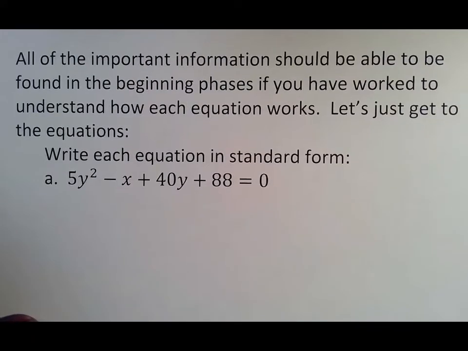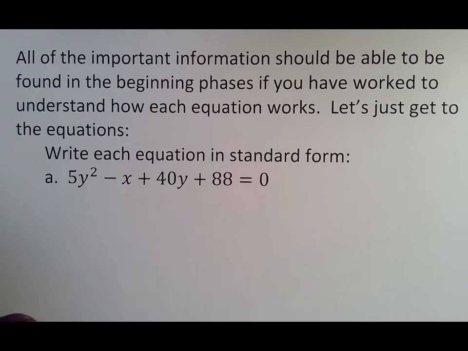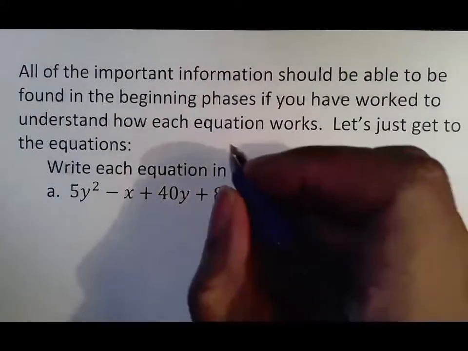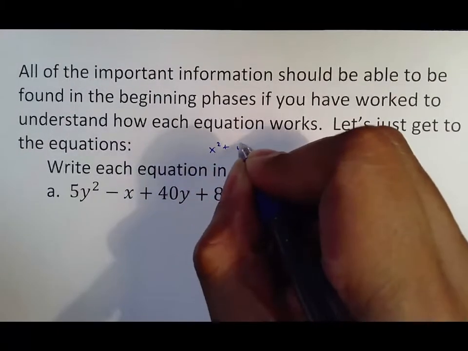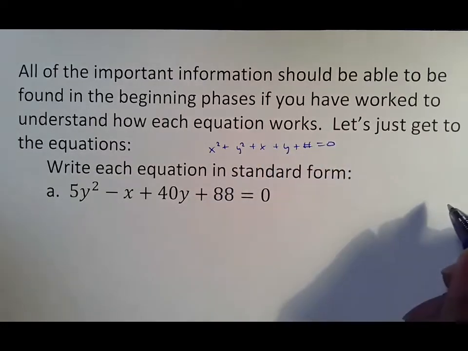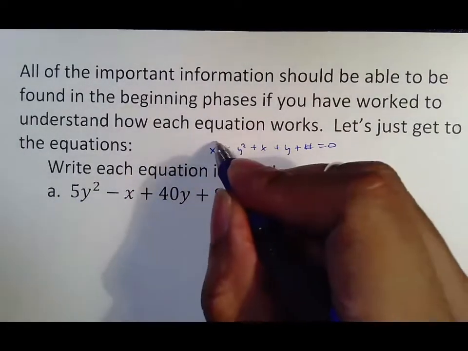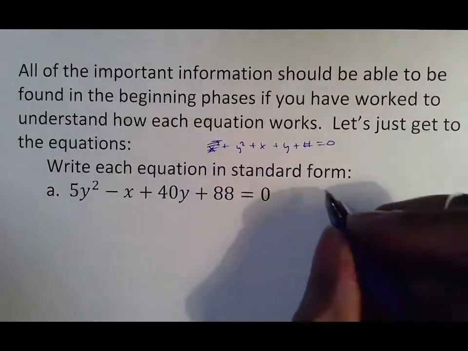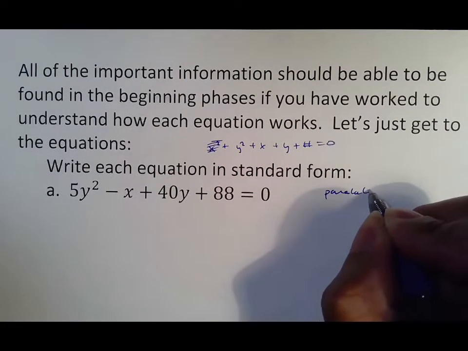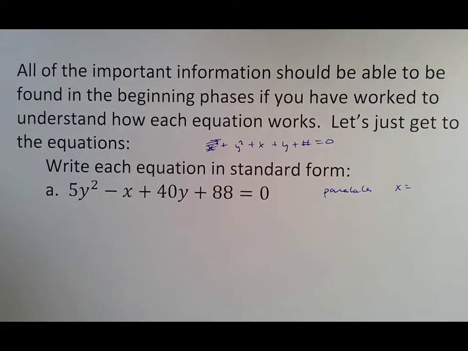So all the important information should be found in the beginning phases if you've worked to understand how each equation works. What I mean by beginning phases is that standard form, or the general form, is always going to be x squared, x, y, and your number equals 0. So if there is no x squared in front, that means there's no x squared. And because there's no x squared, we know this is a parabola, which means in general cases it should be an x equals formula. So let's see what we get.